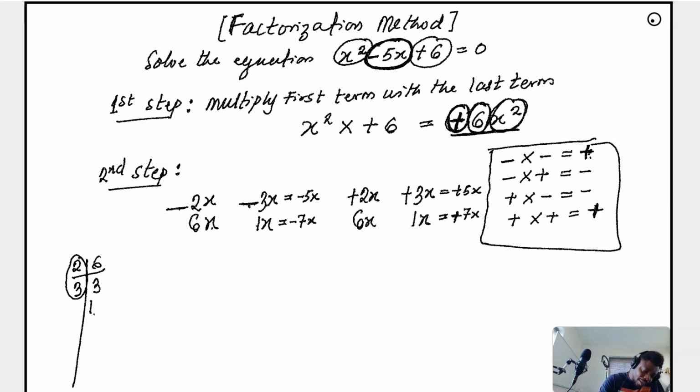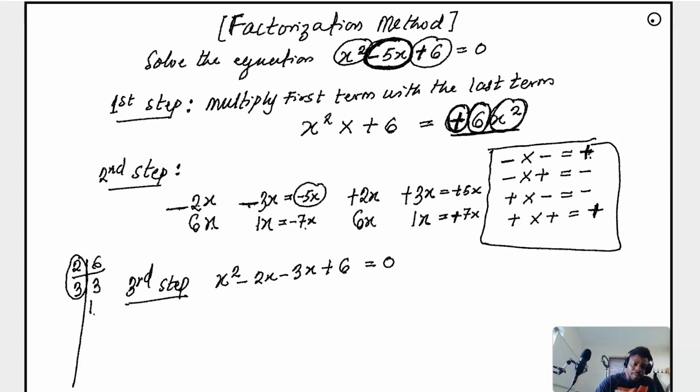Now, the third step is you write x squared. The next thing you want to write is minus 5x. But what is minus 5x? What gave us minus 5x in the second step? This is minus 5x, this is minus 7x, this is plus 5x, this is plus 7x. So what is giving us minus 5x is this. So that is minus 2x minus 3x. So rather than writing minus 5x, I write minus 2x minus 3x. You see that? Then the next thing is plus 6. Then I write plus 6 is equal to 0.